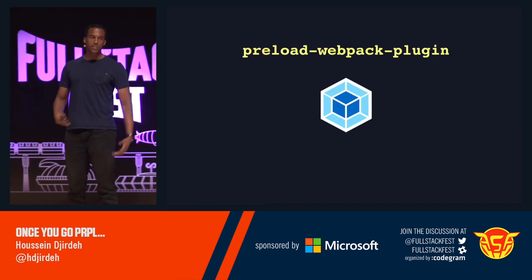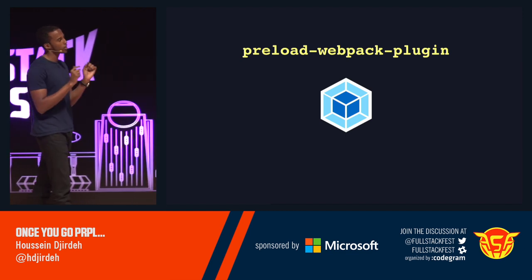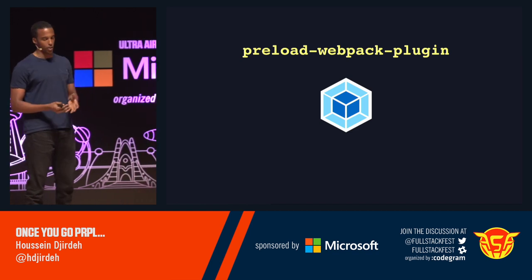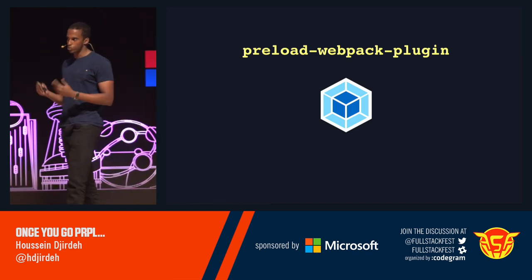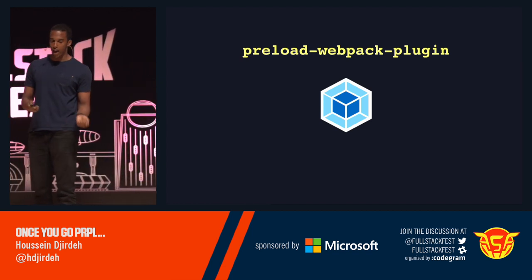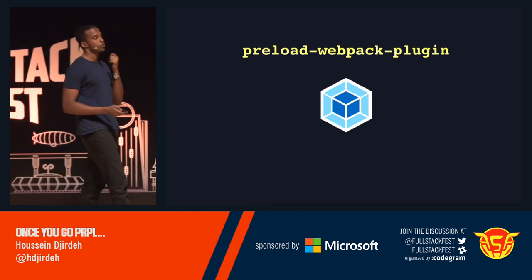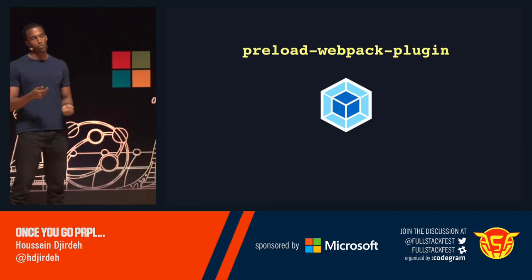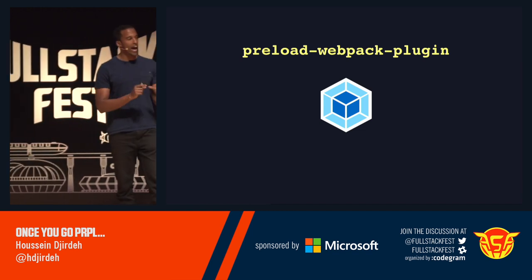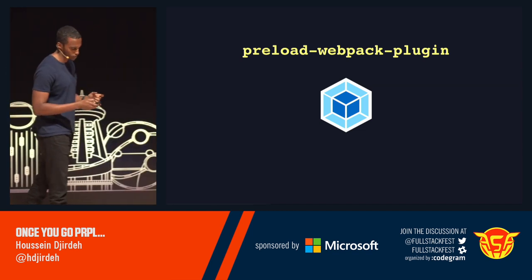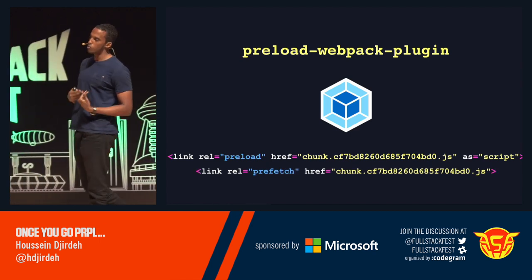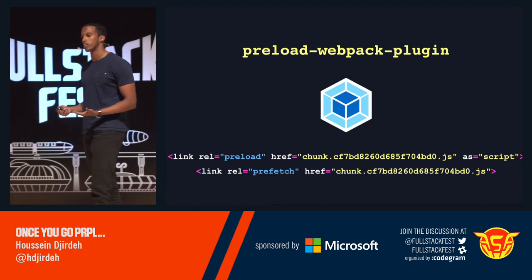So if you are building a simple static website, adding link preload or prefetch tags to the head of your HTML document is pretty straightforward. But if you're building a web application using a module bundler, things get a little trickier. If you happen to be using Webpack, there's a tool that allows you to do this, and it's built by Addy Osmani from the Google Chrome team. It's called Preload Webpack Plugin. What it allows you to do is add a few lines in your Webpack configuration file in order to inject preload and prefetch tags for some or all of your major bundles or chunks.